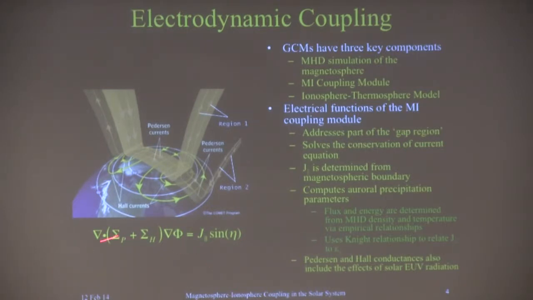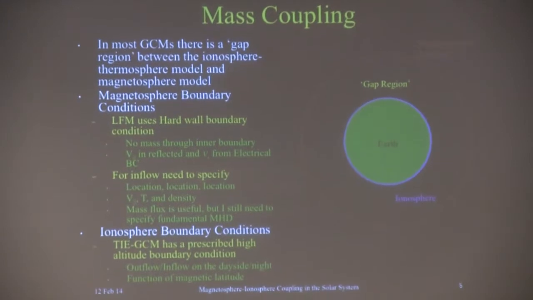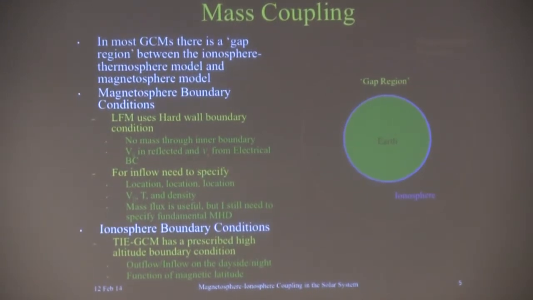And then once you've solved this, you map this potential back up to the inner boundary of your magnetosphere model to set the inner boundary conditions on the perpendicular flows. Now, doing mass coupling in a GCM is difficult because most of them have a giant gap.